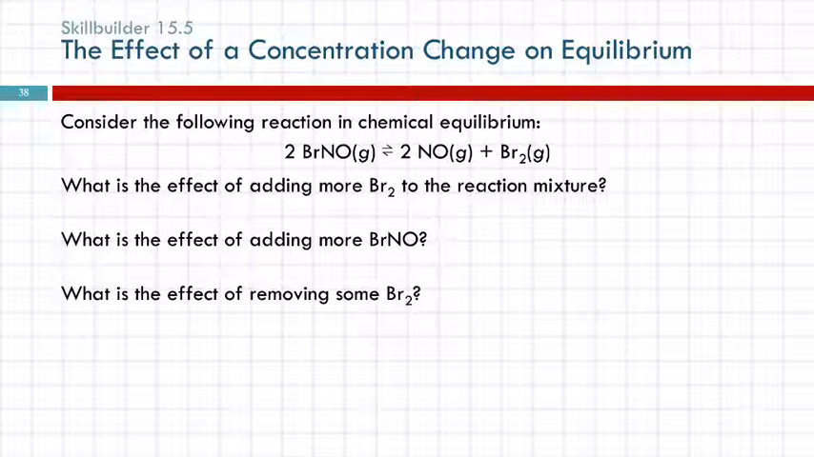So let's look at this equilibrium reaction. 2BrNO is in equilibrium with 2NO and Br2. What's going to happen if we add Br2 to the reaction mixture? The types of answers we're looking for are the reaction will shift to the left or shift to the right. So if we add Br2, what's it going to do? It'll shift to the left. And so the really quick way to indicate that is just make an arrow to the left. It's going to move away from that to reduce the Br2.